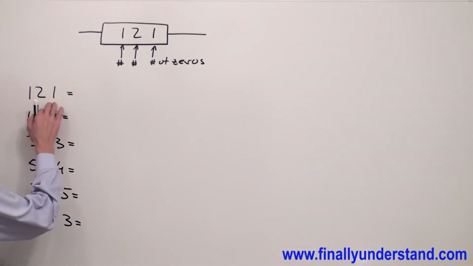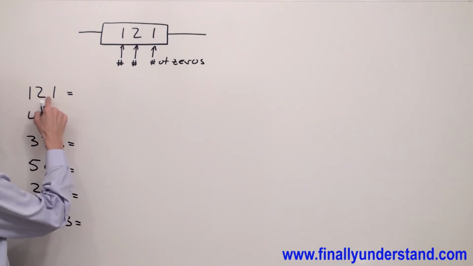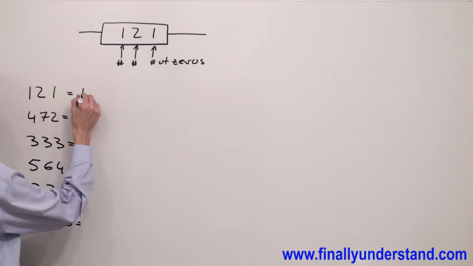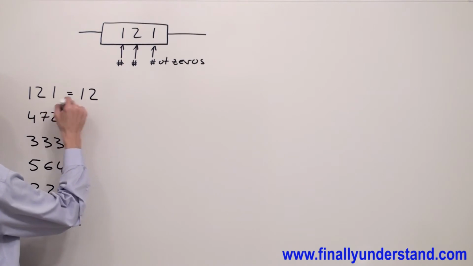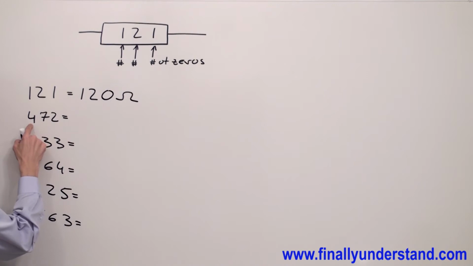So let's take a look. What's the resistance of this resistor? I have digit, digit, and number of zeros. I have 1, 2, and I have 1 zero. So this is 120 ohms. Let's take a look at this one.